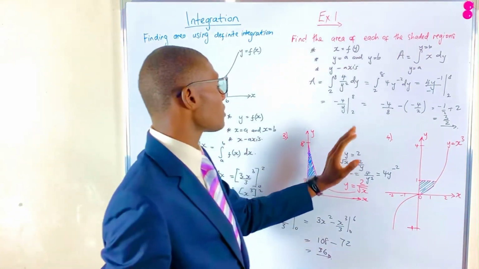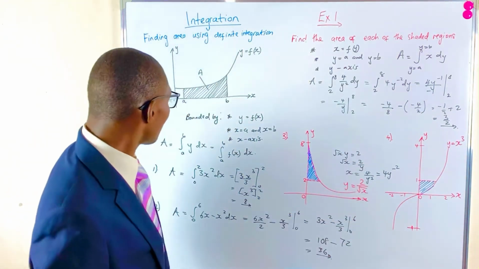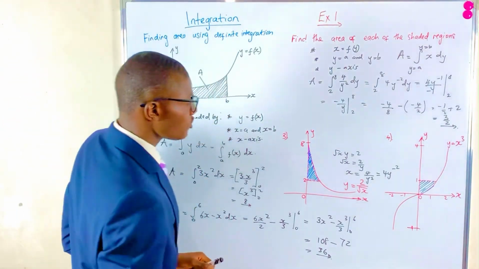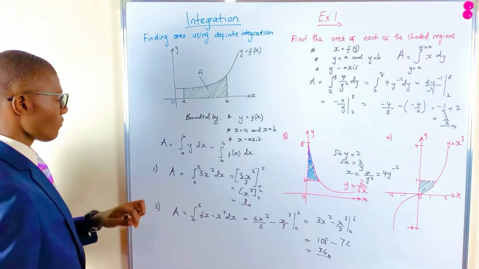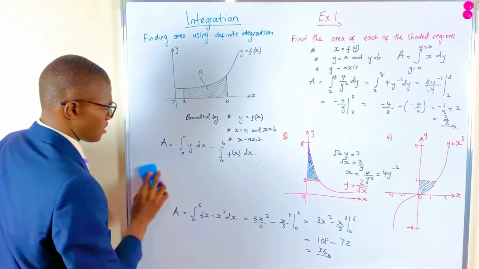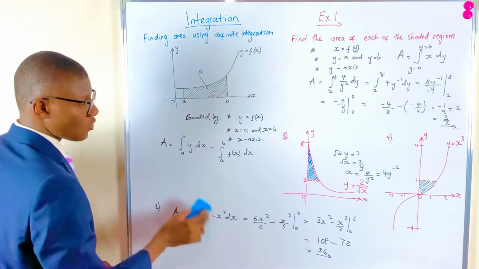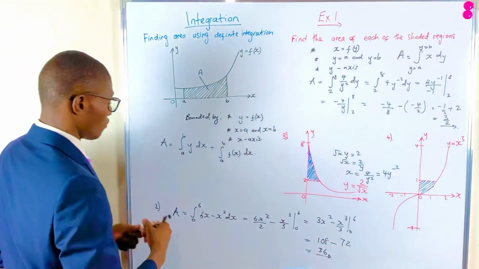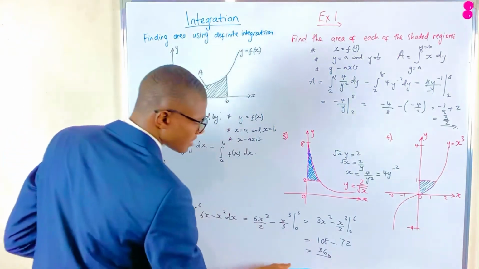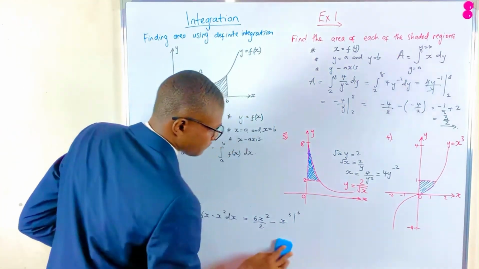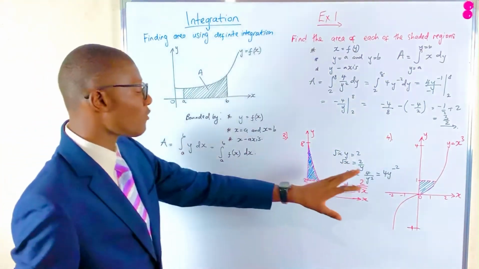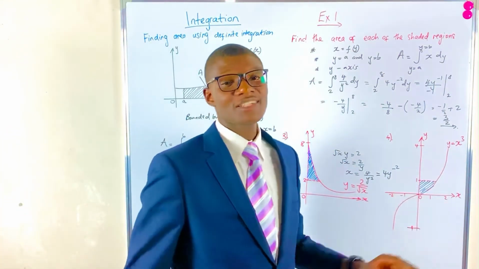Now moving on to number 4. Number 4 is still the same application. Allow me to erase this part. So now for number 4, right? With number 4 as well, just allow me to erase this number 2. Okay, so for number 4, we need to calculate the area of the shaded region.